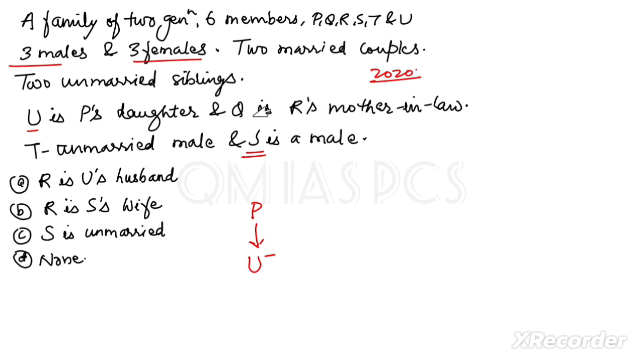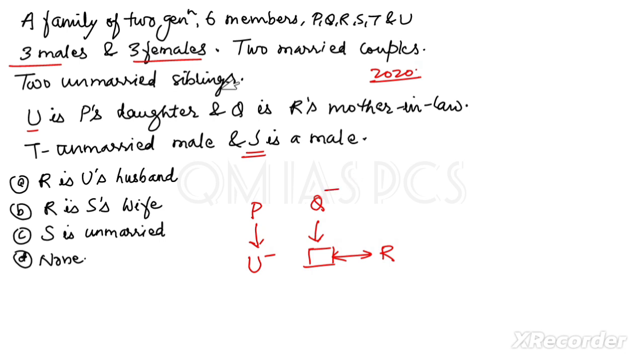That means Q is R's mother-in-law. So we can say here is someone, a child of Q, and mother-in-law means we can say this is R, R's mother-in-law is Q. Okay.